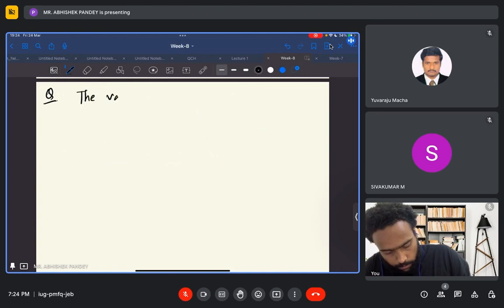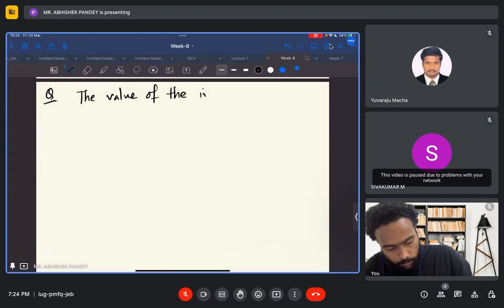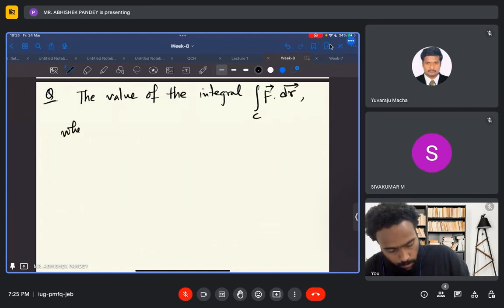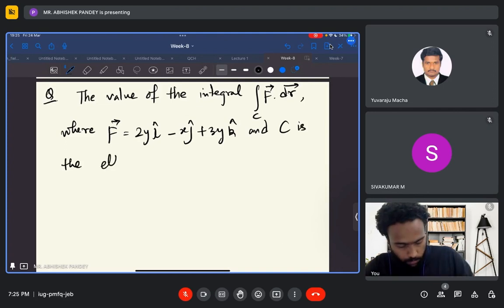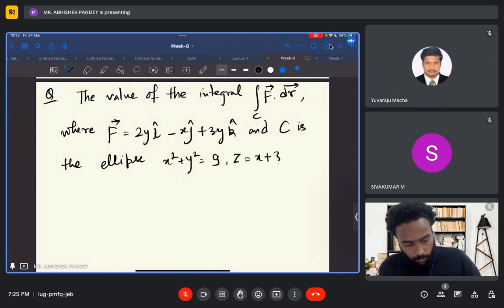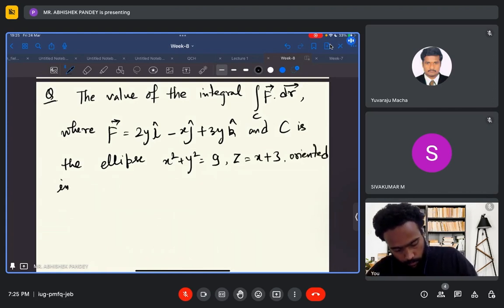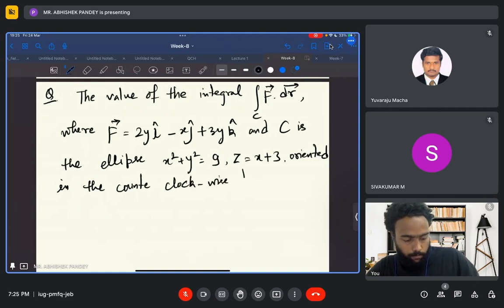So the value of the integral over C of f dot dr, where f is equal to 2y i cap minus x j cap plus 3y k cap, and C is the ellipse x square plus y square equals 9, z equals x plus 3, oriented in the counterclockwise direction. Yes, so this we need to find out.